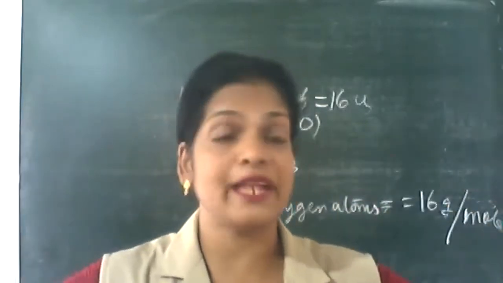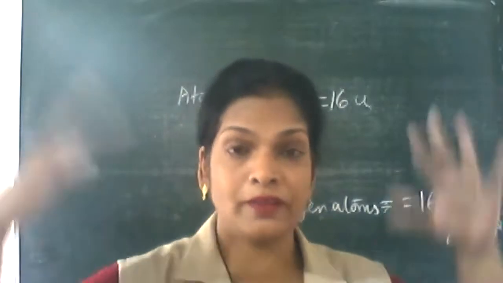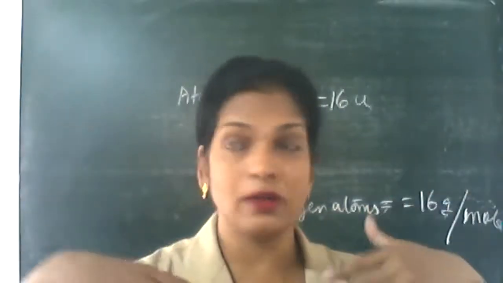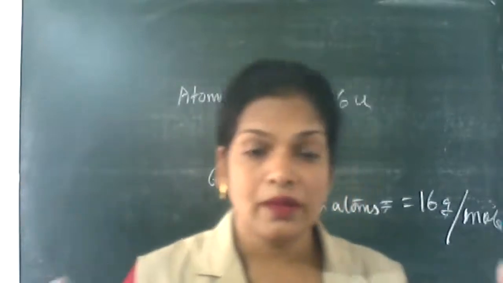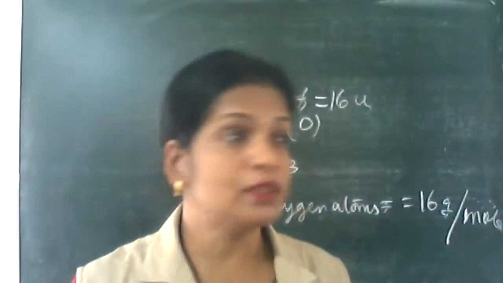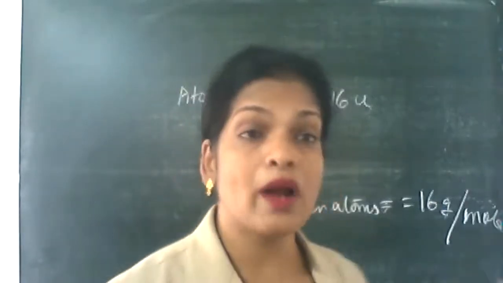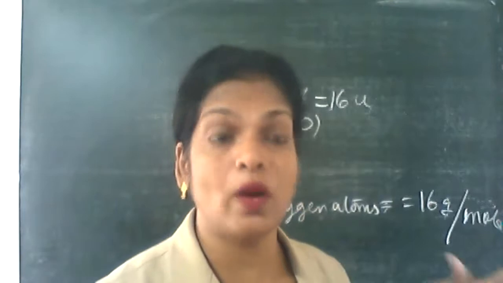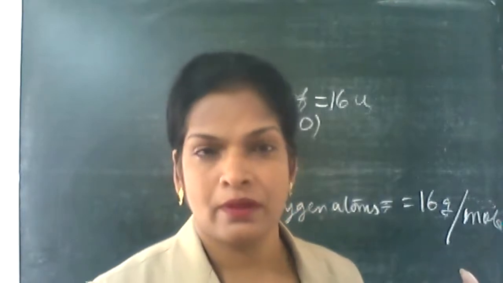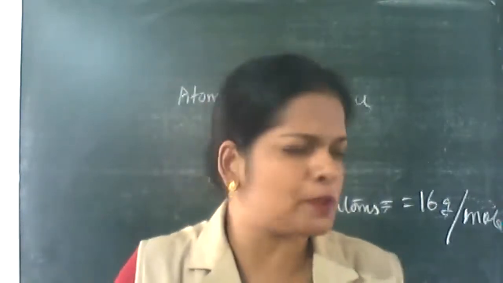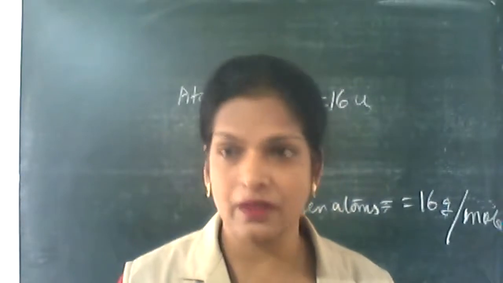Nitrogen is an N2 molecule. Oxygen is an O2 molecule. Carbon dioxide is a CO2 molecule. So now, at ground level, what is the atmospheric pressure? This pressure is called 1 atm pressure. Maximum gas is present on the surface of the earth, at ground level.